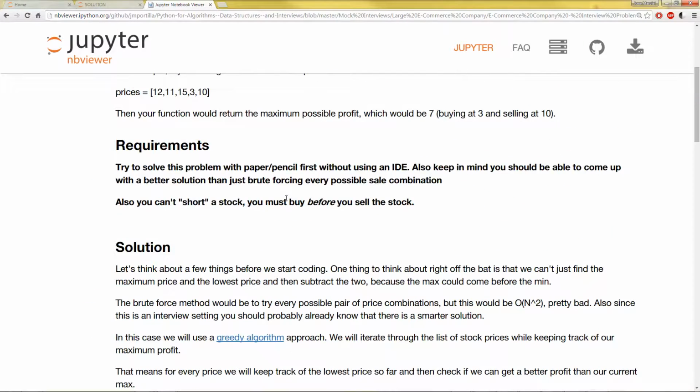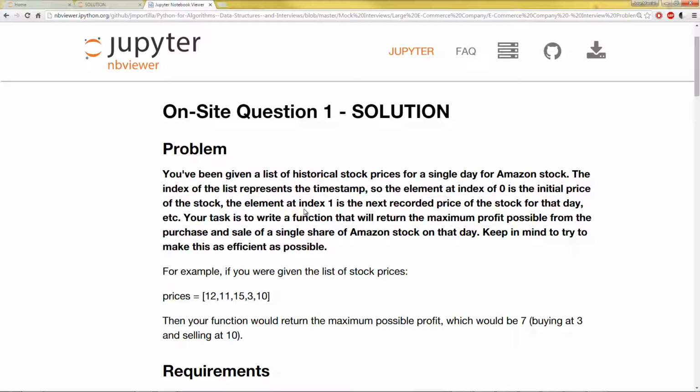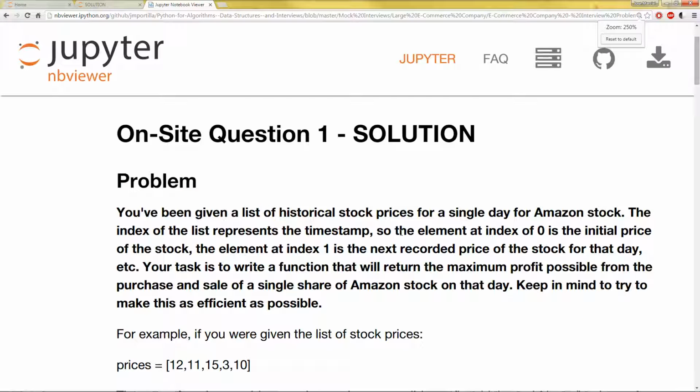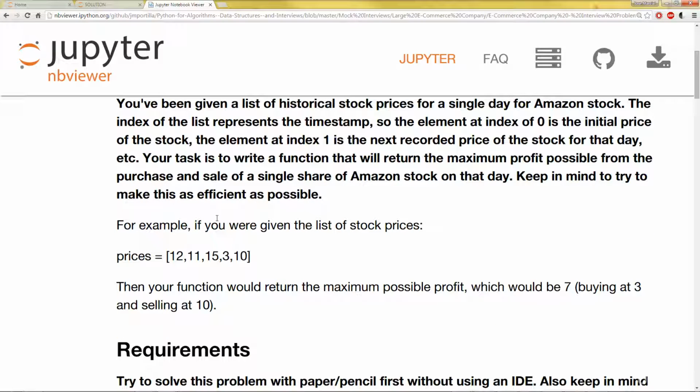So let's just go ahead and reiterate what the problem statement was. You were given a list of historical stock prices for a single day of Amazon stock. The index of the list represents the timestamp, and then your task was to write a function that will return the maximum profit possible from the purchase and sale of a single share of Amazon stock on that day. So, for example, given this list of stock prices, your function is going to return 7, the maximum possible profit, which was buying at 3 and selling at 10.